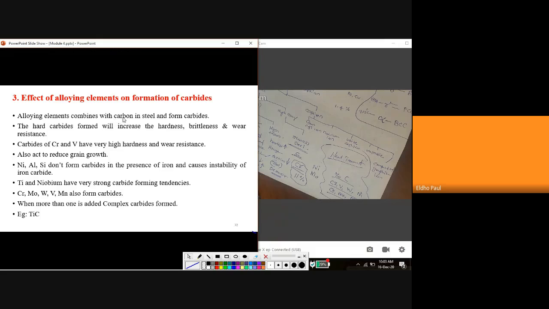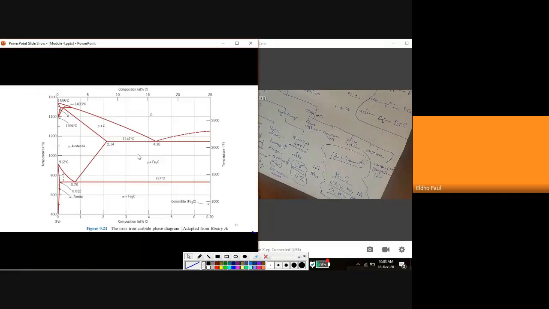The carbides enhance the brittleness as well as the hardness of the material. For example, we can see here in this region we have less amount of carbon. So carbon occupies the interstitial position of the iron. But in the right side of this phase diagram, we have more carbon. Most of the carbon occupies the interstitial position of the iron, and the remaining carbon reacts with the iron and forms Fe3C carbide. These carbide particles enhance the hardness and the brittleness of the material.